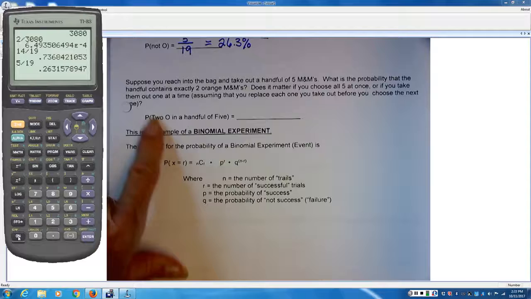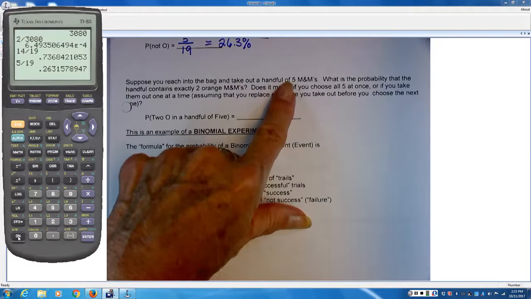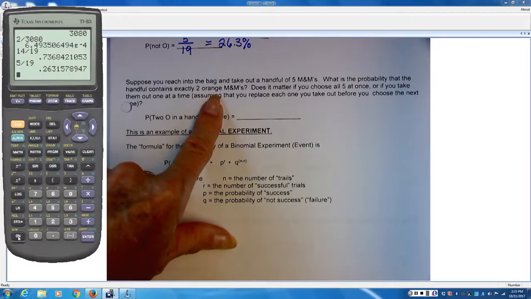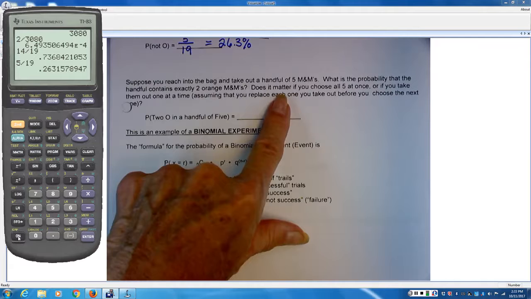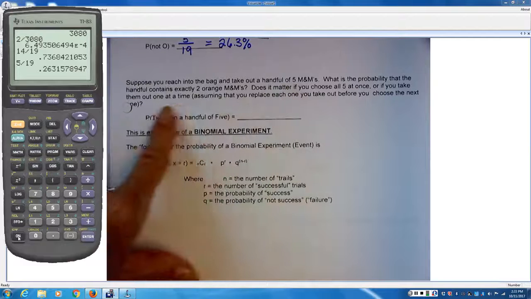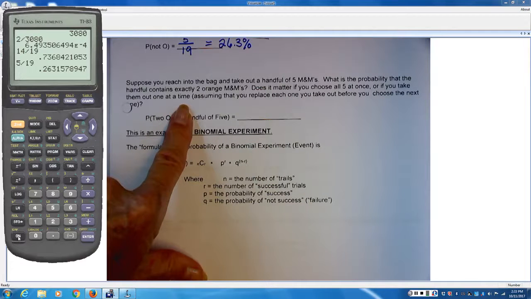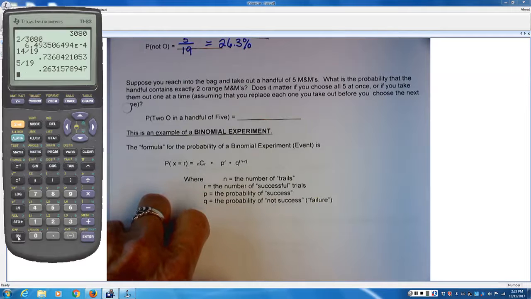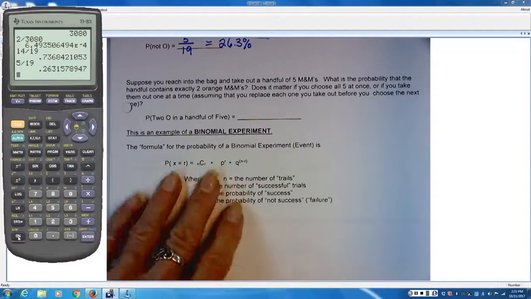What the question says, suppose you reach in the bag and I take a handful of 5 M&Ms out of the bag without looking. What's the probability the handful contains exactly 2 orange M&Ms? And does it matter if I choose all 5 at once, or if you take them out one at a time, assuming that you would put it back every time that you choose it? Would it make any difference? No. Because as long as I take all 5 at once, that's the same as taking out one, looking at it, put it back, take another one, look at it, put it back. And I'm not going to eat any of them as I take them out.